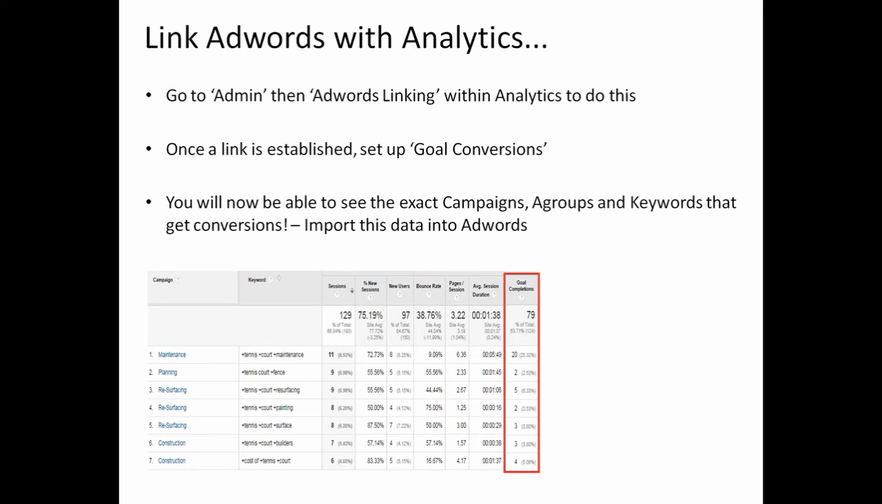So to be able to link your Analytics with AdWords, go into Analytics, create an account if you haven't already got one, go to Admin, which is located at the top, and then you'll see an option which is AdWords linking, and you'll be able to find it through there. I highly recommend you do that because you need this data in order to improve your account.